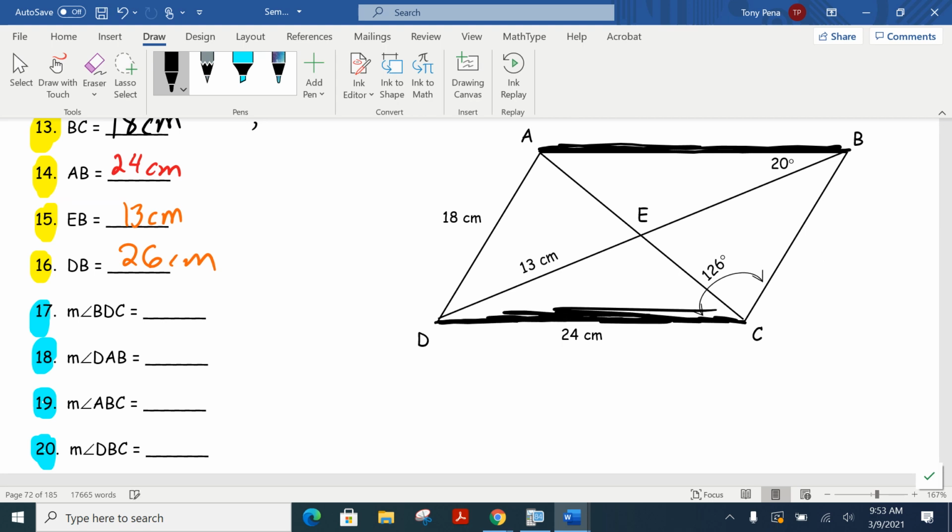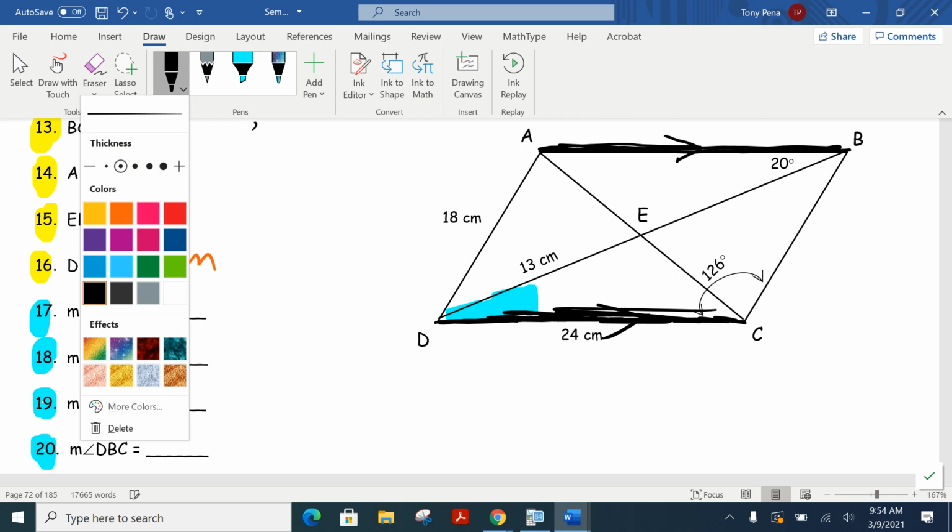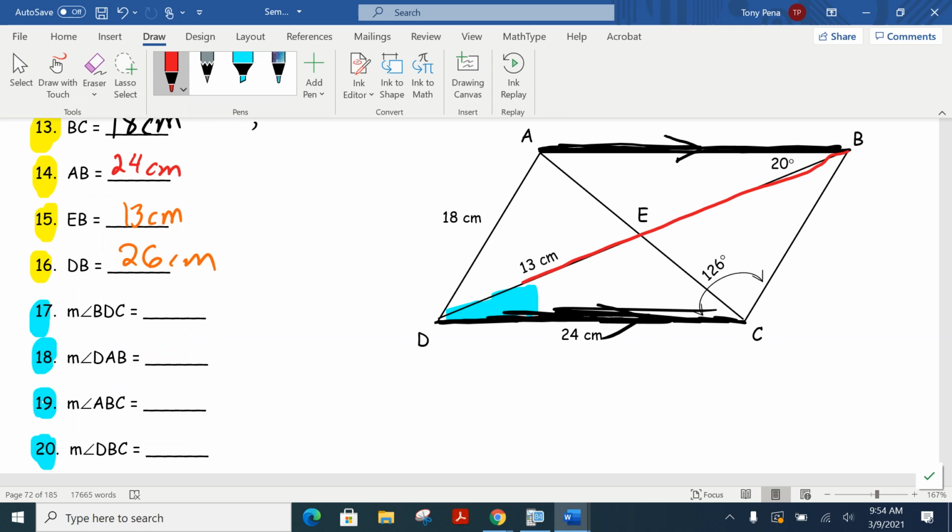So when I go to number 17, what I'm looking for is angle B, D, C. So here's B, here's D, here's C. So we're looking for this angle right here. All right, if I go from B to D to C. Remember, this is a parallelogram, so that means these are parallel lines. Your diagonals are your transversals. So I'm just going to draw in one of the transversals, the one that gives us this blue angle down here that we're concerned about.